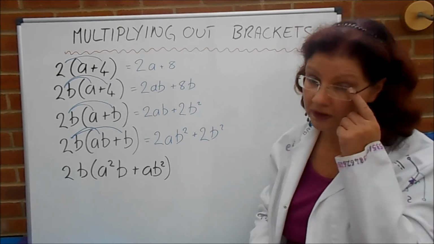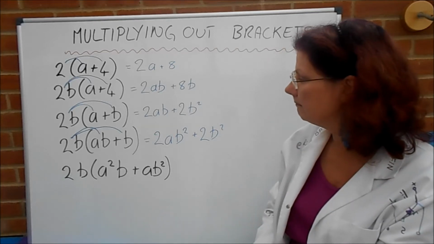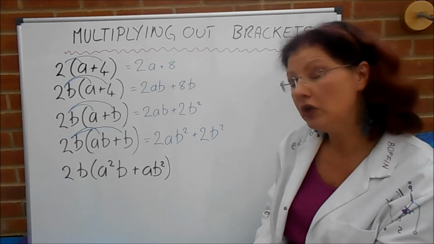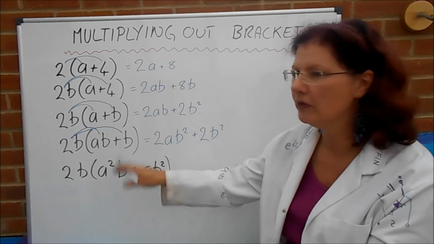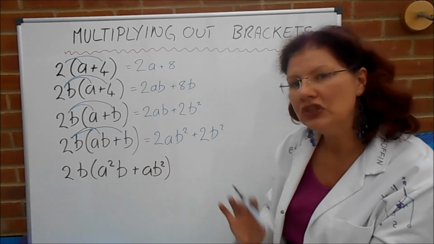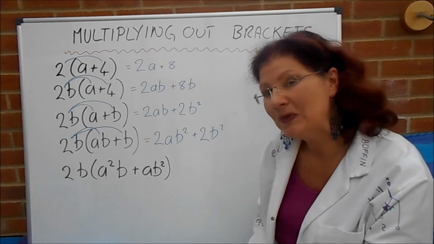So 2b squared. Okay? And the last one, we've got a combination of all kinds of things on here. We've got a squared, we've got b squared, we've got all kinds of bits on there. So just take it slowly, have a go at that one yourself now.